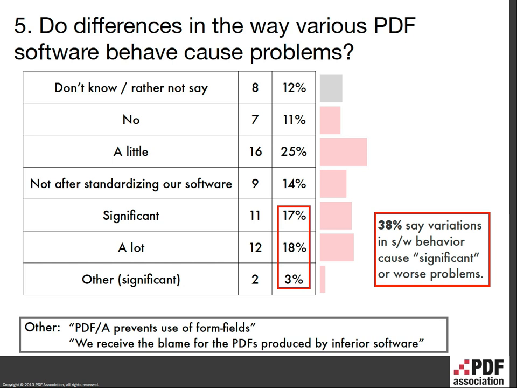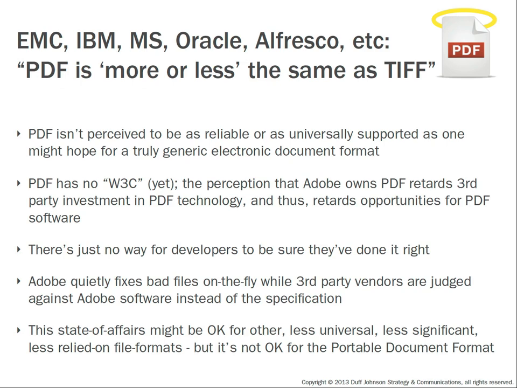Nonetheless, the perception is that a substantial number of users find that the variations in the way different kinds of software work with PDF files, or the different experience they get in one kind of viewer versus another, cause business problems. In the ECM space, the enterprise content management space, we have major players: EMC, IBM, Microsoft with their SharePoint solution, of course, Oracle, Alfresco, many others.